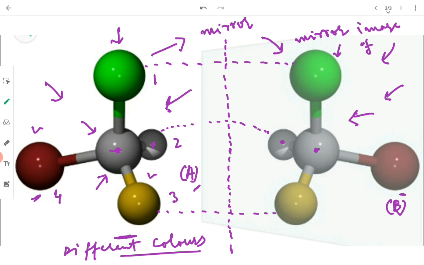So such mirror images are known as non-superimposable mirror images. Means these are two different arrangements of atoms in space. Such molecules which have non-superimposable mirror images are known as chiral molecules.